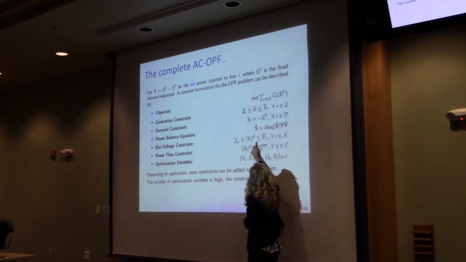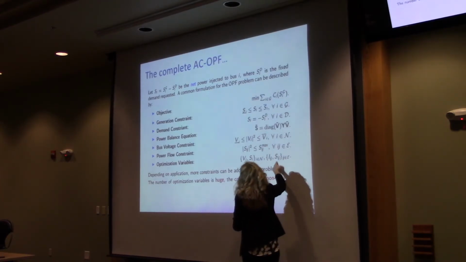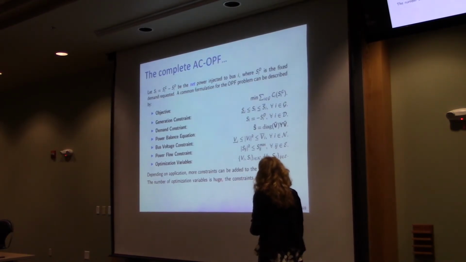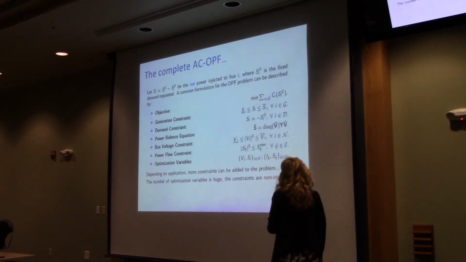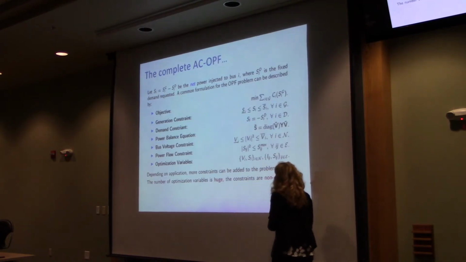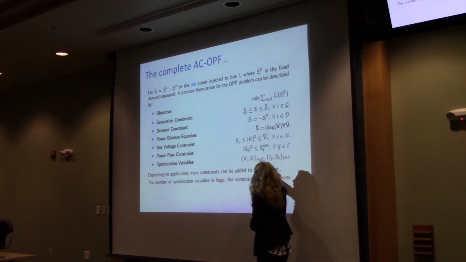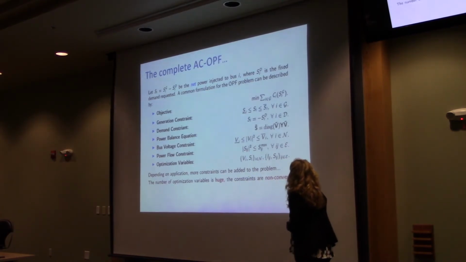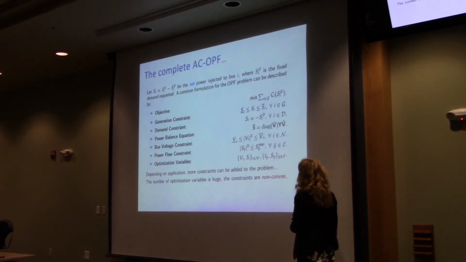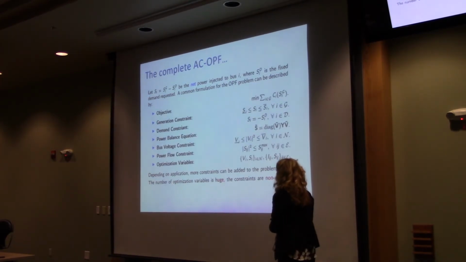You don't want the voltage amplitude to exceed certain limits. And you also have power flow constraints. You don't want the power that flows over a line to exceed a certain limit. The optimization variables are the amplitude of the voltages, the complex powers, the currents over the lines, and the power flow over the line.